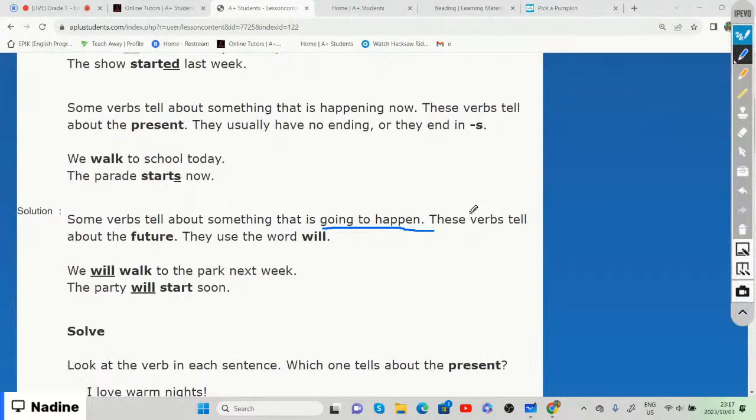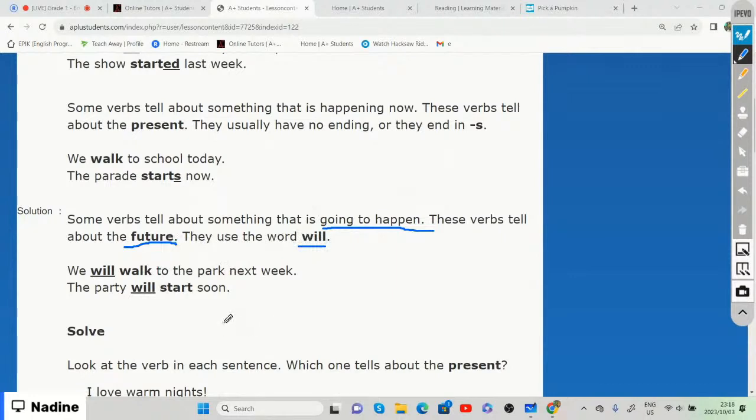It's like we don't know what's going to happen tomorrow, so we can say that it is going to happen. So if you want to make mention of anything that is going to happen tomorrow or next week, then you can say that it is going to happen, and we refer to that as the verb that tells us about the future, right? So the future is something that is going to happen. When we make mention of something that is going to happen, then in a sentence we usually use the word will.